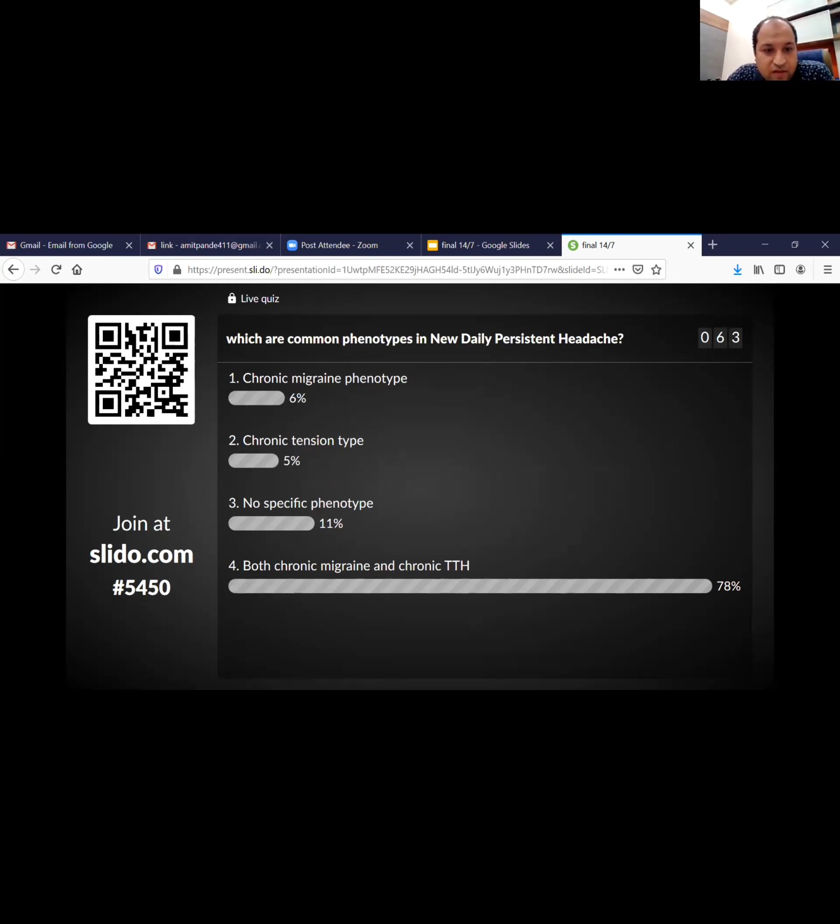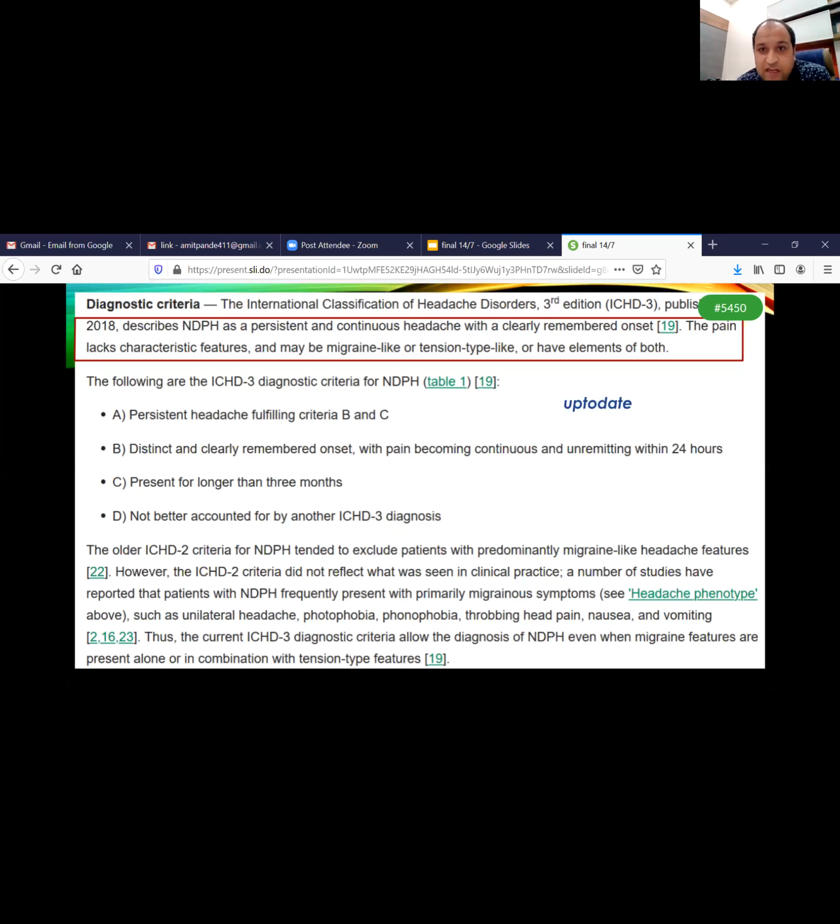Good. Both chronic migraine and chronic TTH. Yes. So the International Classification of Headache Disorders, third edition, published in 2018, describes NDPH as a persistent and continuous headache with a clearly remembered onset. The pain lacks characteristic features and may be migraine-like or tension type-like or have elements of both.